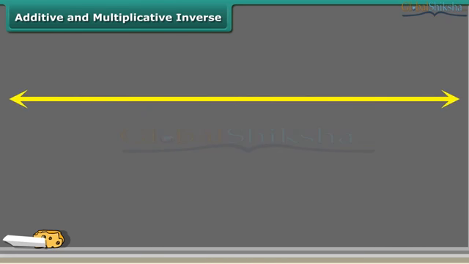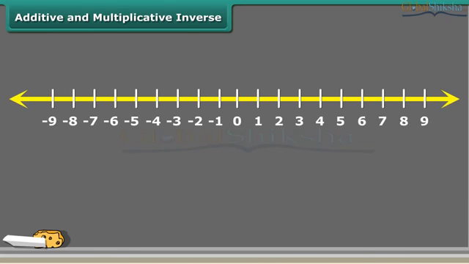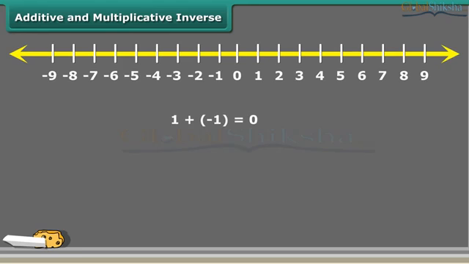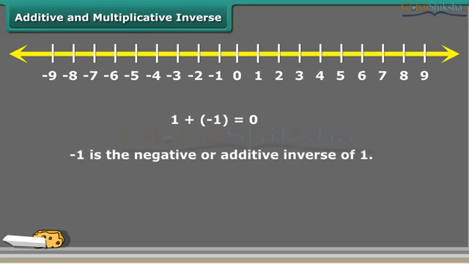You may have come across negative numbers while studying, isn't it? Is -1 the negative of 1? Yes, it is because 1 plus -1 is equal to 0. So we say that -1 is the negative or additive inverse of 1. Likewise, for any rational number, say 3 by 7, -3 by 7 will be its additive inverse.